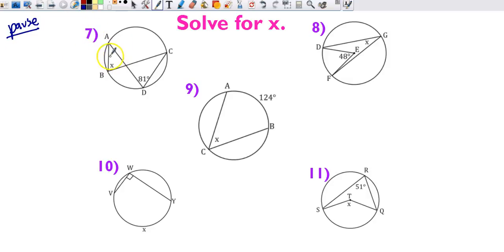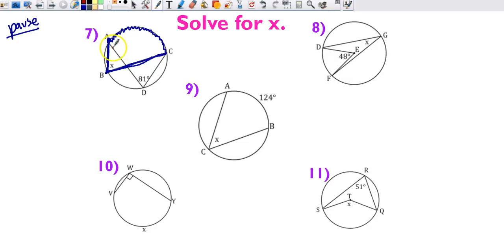So we'll start with number 7. Our goal is to find this angle here. I like to kind of draw that angle and highlight it. So that angle actually, we call it intercepts this arc AC. If you see this angle right here, the endpoints of these sides are A and C, and it's also representing the endpoints of the arc.